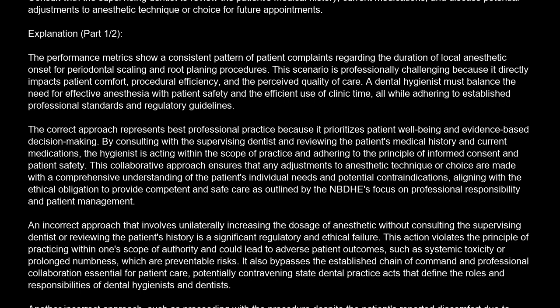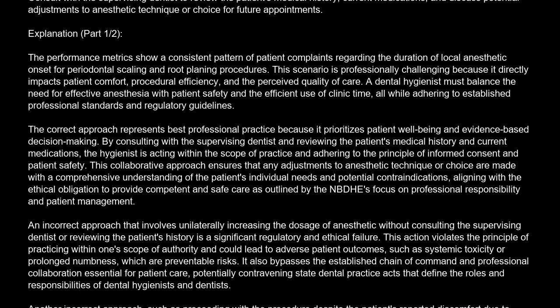By consulting with the supervising dentist and reviewing the patient's medical history and current medications, the hygienist is acting within the scope of practice and adhering to the principle of informed consent and patient safety. This collaborative approach ensures that any adjustments to anesthetic technique or choice are made with a comprehensive understanding of the patient's individual needs and potential contraindications, aligning with the ethical obligation to provide competent and safe care, as outlined by the NBDHE focus on professional responsibility and patient management.